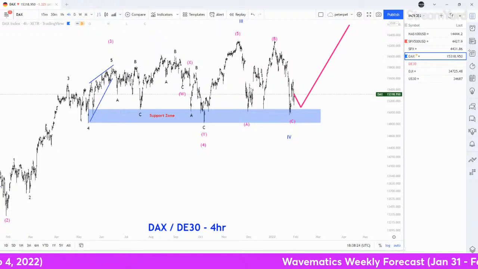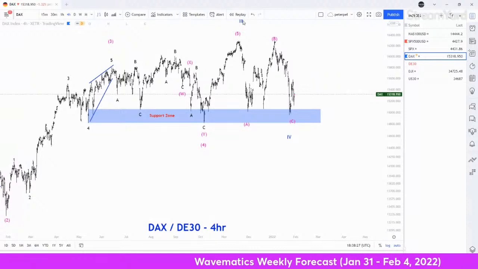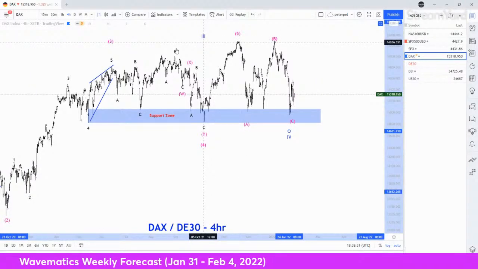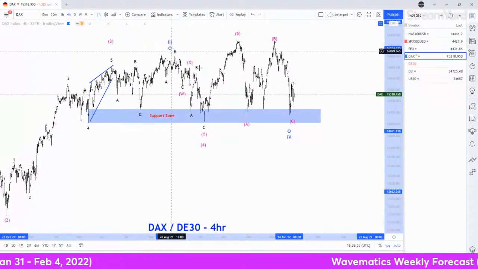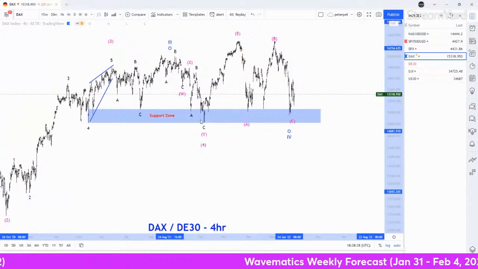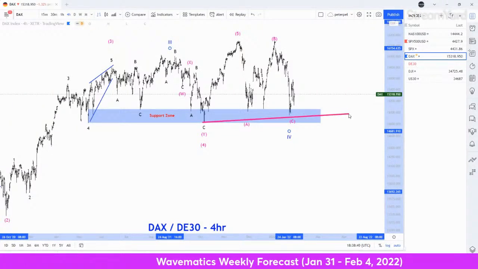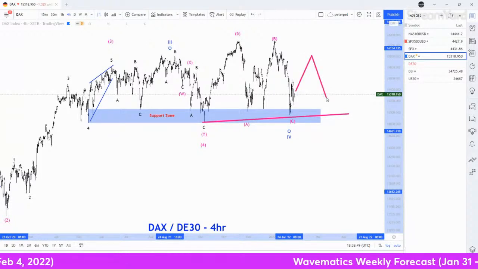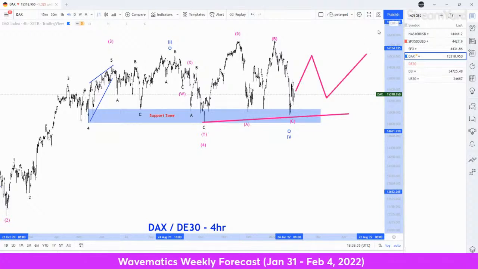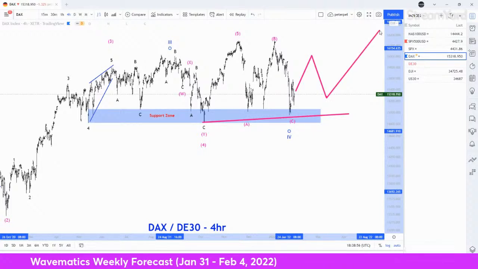We can do another recount for the blue wave 3 to end at this particular section. Once we get a blue wave 3 to end here, then we can be looking at it in the form of a triangle, an A wave, a B wave, then a C, D, and E, before we go to the upside. So it depends on what you are looking at.